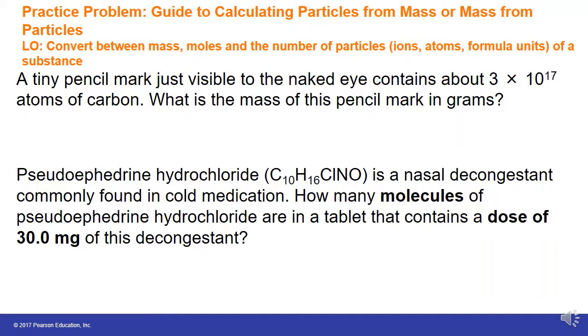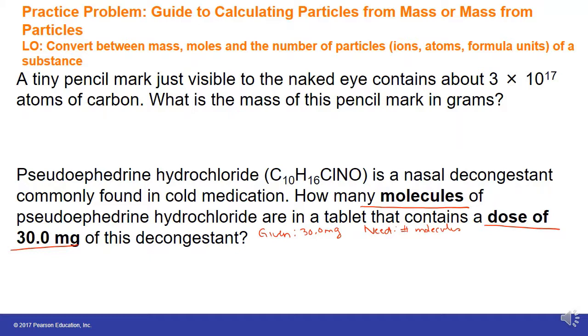This next problem has a few steps to it. You are asked how many molecules of this pseudoephedrine chloride are in a tablet that contains a dose of 30 milligrams of this decongestant. So what we're given is 30.0 milligrams, and we need the number of molecules.